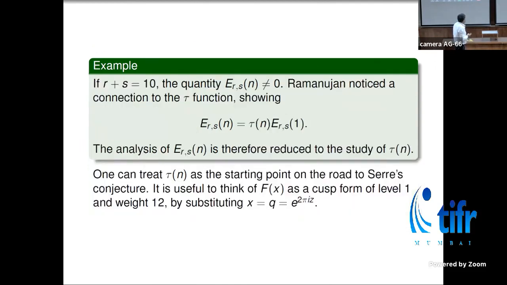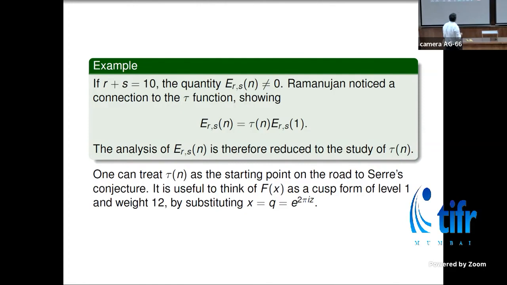But now Ramanujan's particular interest is if r plus s equals 10, something interesting happens. Then this quantity E_{r,s}(n) is not equal to 0. And then Ramanujan observes that the error term is connected with this function tau(n), which I've defined, which was defined as something combinatorial in terms of some power series. So this E_{r,s}(n) turns out, up to scaling, to be the same as tau(n). That's for r plus s equal to 10.